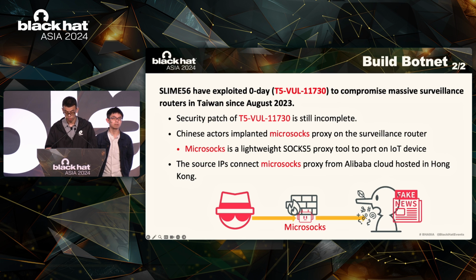But we found a tunneler that implements Microsocks on this service router. Microsocks is a well-known open source lightweight proxy, abused to relay traffic and hide the attack source. Then we checked the source IP connected to the Microsocks, and it is from Alibaba Cloud hosted in Hong Kong. And they abuse the Microsocks to try to spread some fake news related to Taiwan.